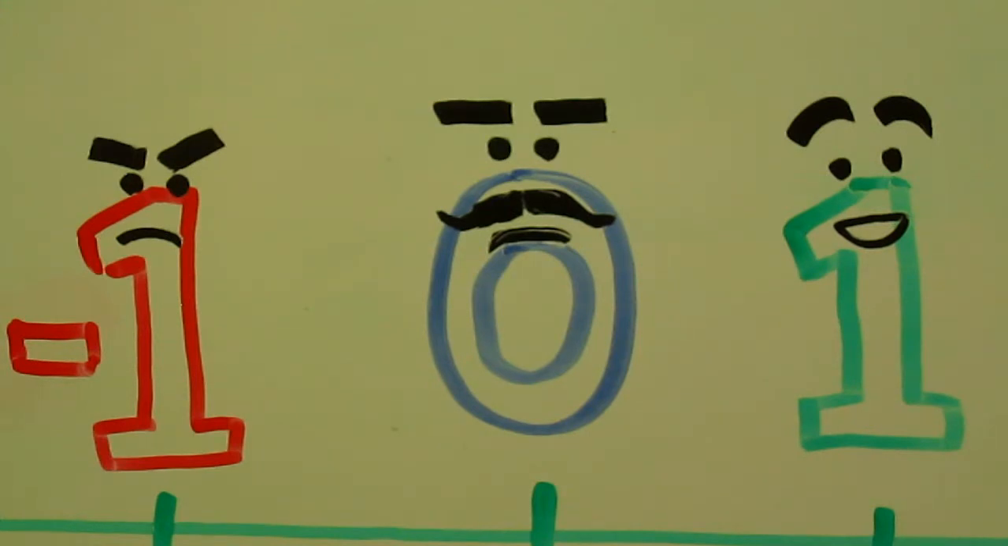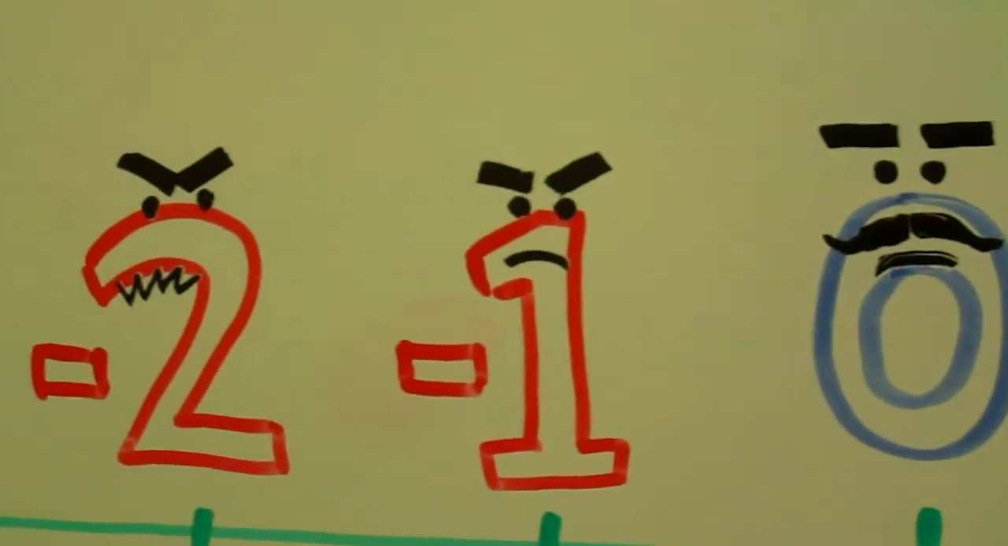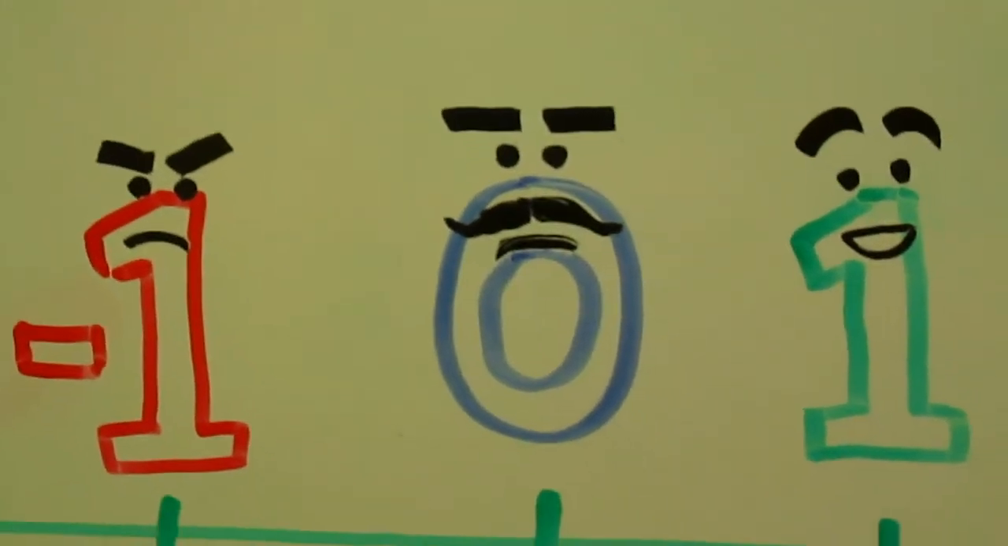Hello, my name is 0. I have two neighbors. One is a positive, bubbly, happy number 1. And the other is -1. He's not so happy. I don't usually talk to him, but that's okay. At least he's not as bad as his neighbor, who's right down the road, -2. At least I don't have to sit next to him.